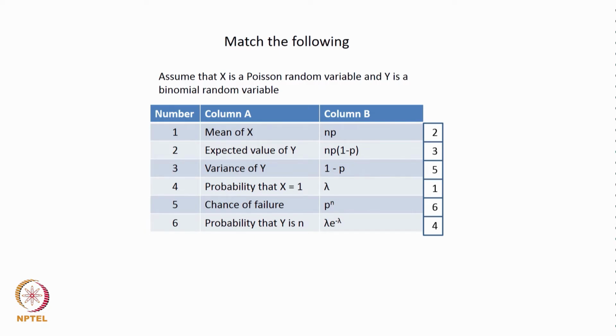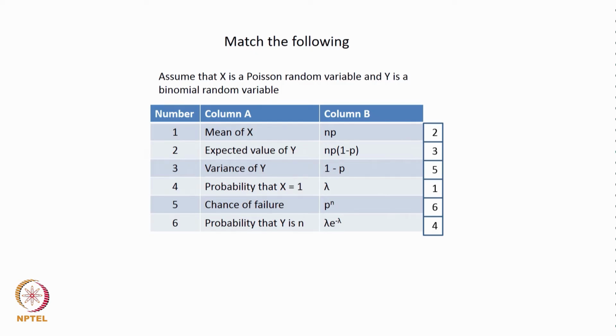Variance of y, a binomial variable, is n into p into q, or n into p into 1 minus p, which is shown here. Probability that x equal to 1, where x is Poisson: the equation is e to the power minus lambda, lambda to the power x by x factorial. When we put x equal to 1, x factorial is 1. So, e to the power minus lambda into lambda to the power 1, which is lambda e to the minus lambda.